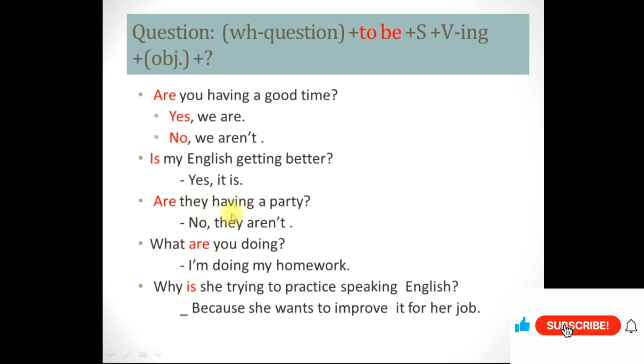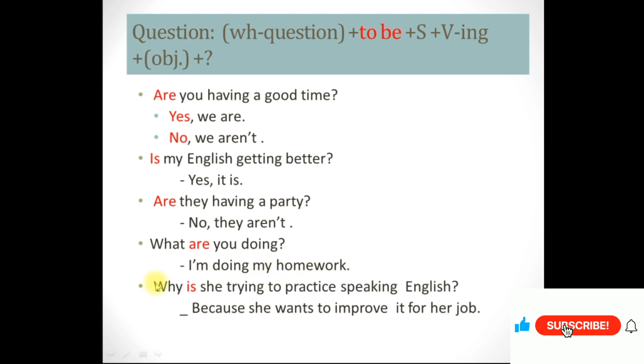So here are the 3 examples of that. This is not a wh-question. Now let's look at the example with a wh-question: what are you doing? Here the wh-word is "what", "are" is the verb to be, "you" is the subject, and "doing" is the verb-ing. When you answer, we do not say yes or no. We just say I'm doing my homework, I'm watching TV, or anything, depending on your true situation.